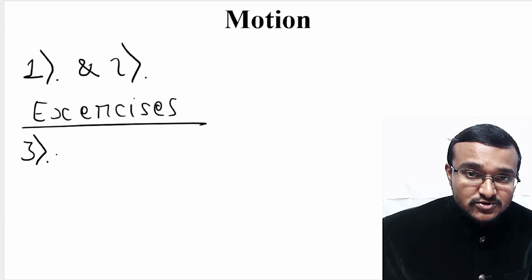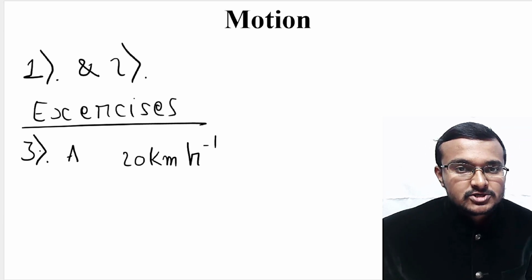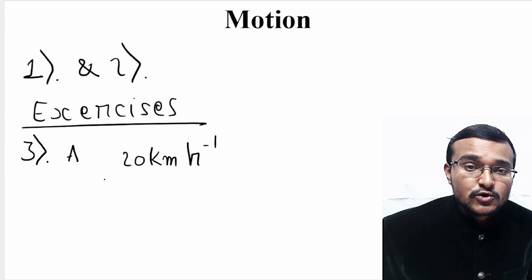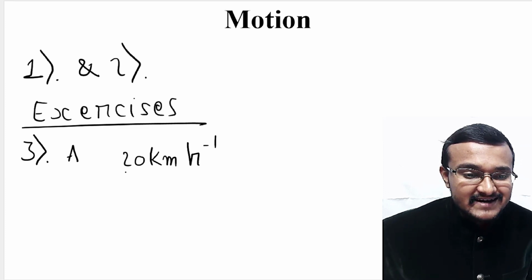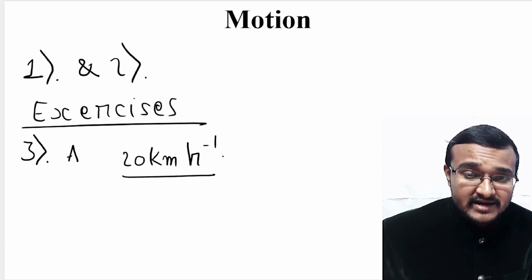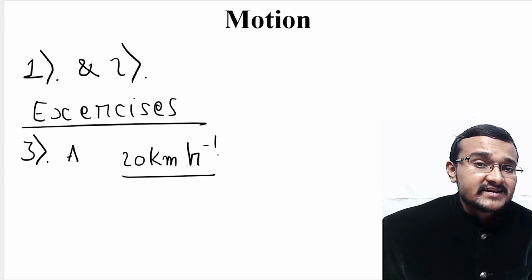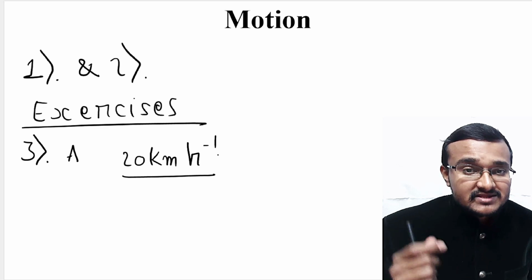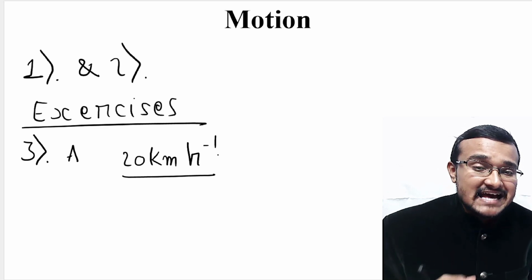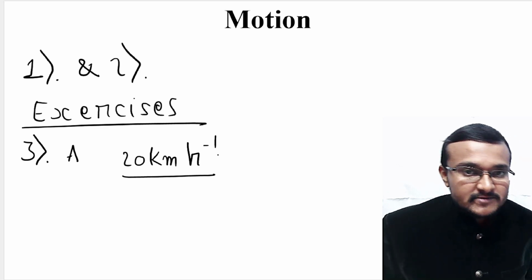So coming to the third question in this exercise. Here there is a student Abdul who drives to his school at an average speed of 20 km per hour while going in the morning. But in the evening while coming back home, the traffic will be very less and his average speed will be 30 km per hour.